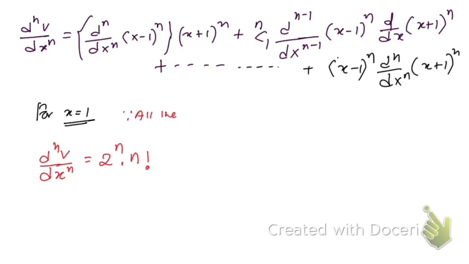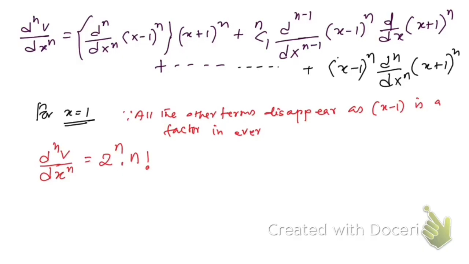So here we can write that since all the other terms disappear as x minus 1 is a factor in every term, except the first term. So that's why we have got this result. Okay, hope you have understood this.